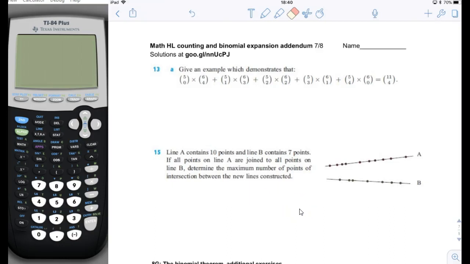Page 7 of Counting and Binomial Expansion Addendum. So in the first problem it says, give an example which demonstrates this equation here.